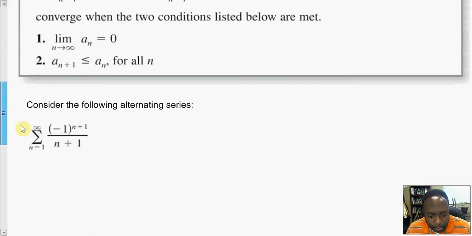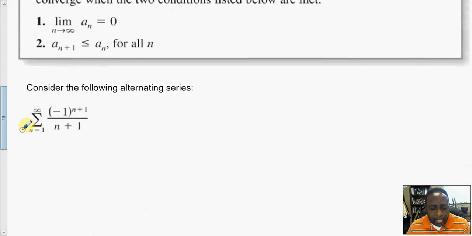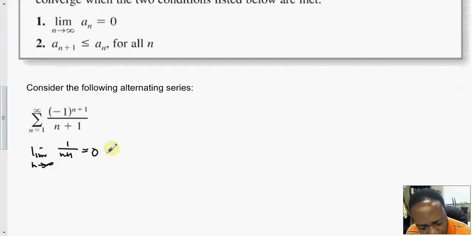So with that in mind, let's consider this. And you're going to notice that something startling happens. This is an alternating series with the limit as n goes to infinity. Here we take the limit of the sequence values, n plus 1. We get 0.